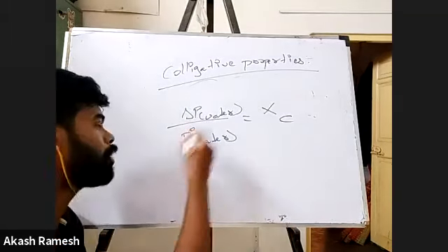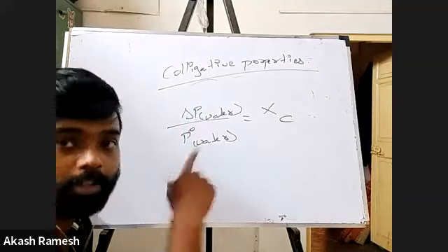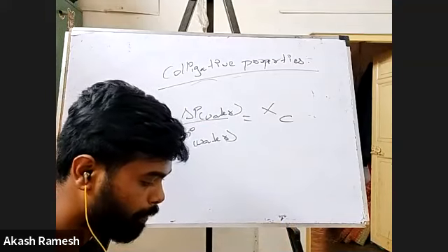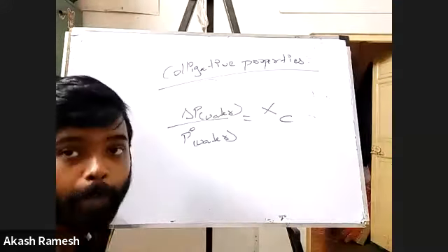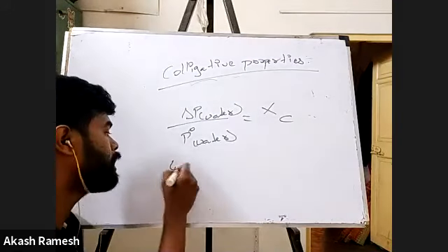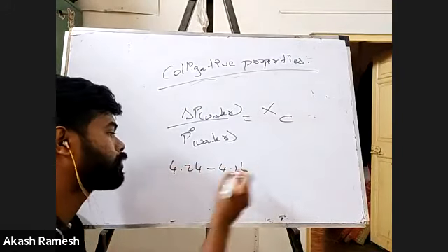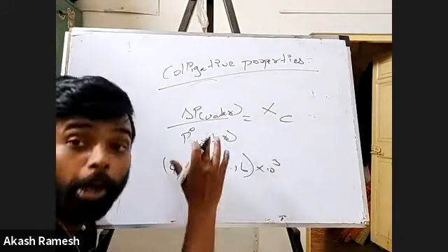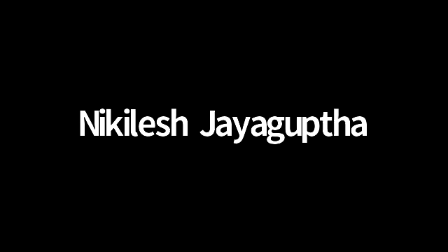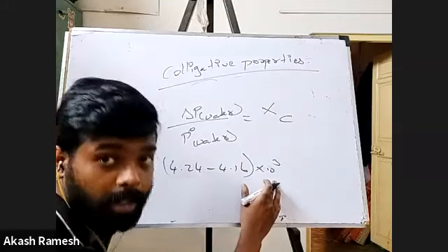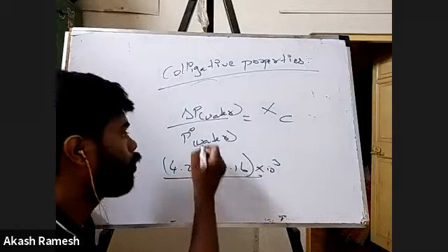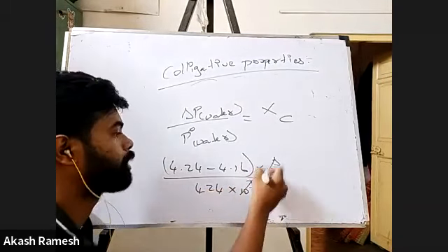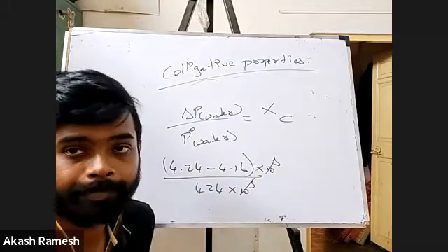Now, what is del P? Del P is the difference between after and before. After mixing it was 4.16, before mixing it was 4.24 kilopascal. So basically it should be 4.24 minus 4.16, into 10 to the power 3, because we have kilopascal, divided by the initial vapor pressure, that is 4.24 into 10 to the power 3. The 10 to the power 3 gets cancelled.